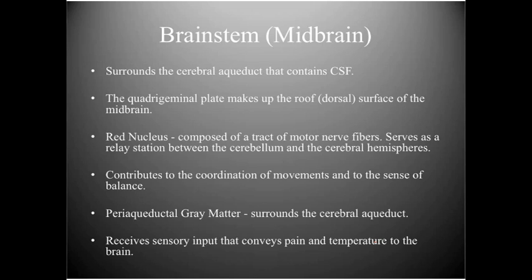The periaqueductal gray matter surrounds the cerebral aqueduct and receives sensory input that conveys pain and temperature to the brain. So the periaqueductal gray matter basically conveys pain and temperature to the brain.